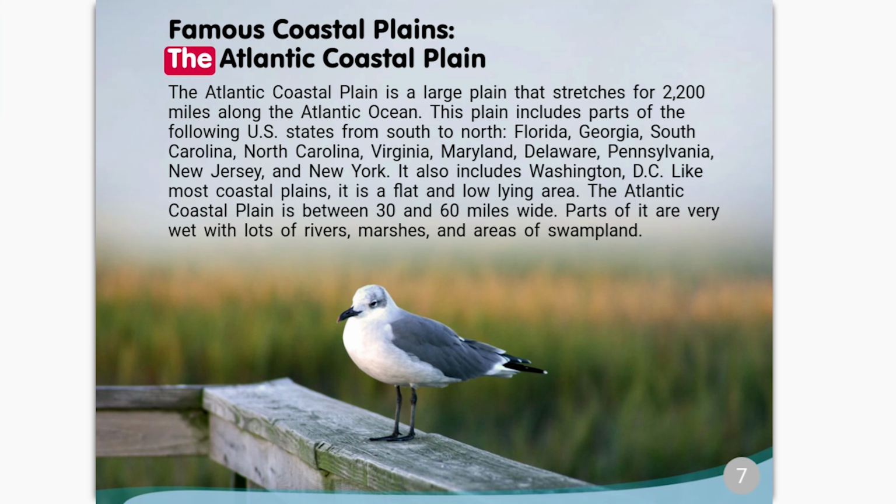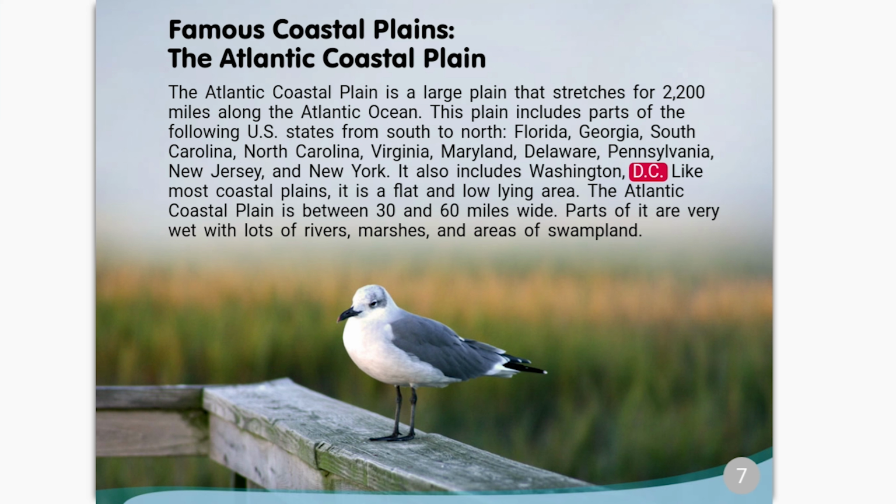Famous coastal plains, the Atlantic coastal plain. The Atlantic coastal plain is a large plain that stretches for 2,200 miles along the Atlantic Ocean. This plain includes parts of the following U.S. states from south to north: Florida, Georgia, South Carolina, North Carolina, Virginia, Maryland, Delaware, Pennsylvania, New Jersey, and New York. It also includes Washington, D.C.